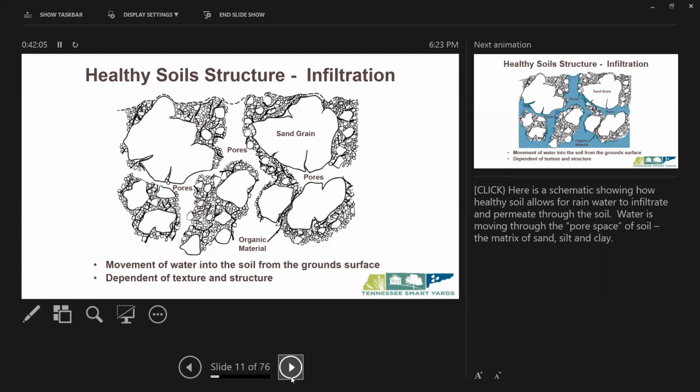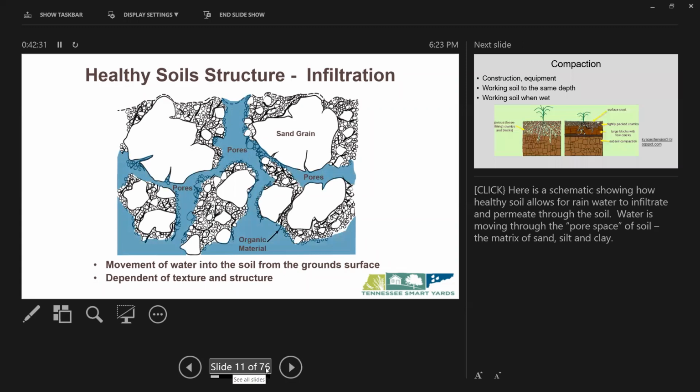So a healthy soil structure, again, the movement of the water goes into the soil from the ground surface, and it's going to depend on the texture and the structure. So we talked about those little cubes. We have little cubes of different soil types. Okay, we have a sand grain. We might have organic material, and then you have pores in between. And so the water can get through that pore space. So you want a certain amount of pore space in your soil so that water can filter through. Okay, so that would be a nice, good soil.